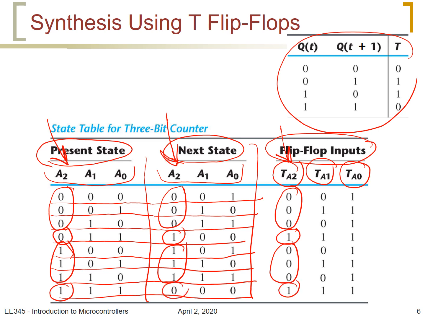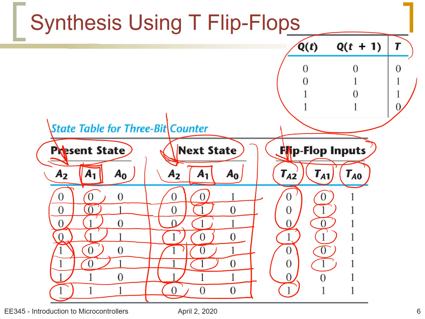Same thing exactly for TA1. We look at the current A1 and the next A1, and we note that it goes from 0 to 0, the first row, so this is 0. Then it goes from 0 to 1, which means it is 1. Then it goes from 1 to 1, which means 0. And then 1 to 0, which means it should be 1. And then 0 to 0, so it stays 0. 0 to 1, it has to be 1. 1 to 1, it has to be 0. And 1 to 0, it has to be 1.